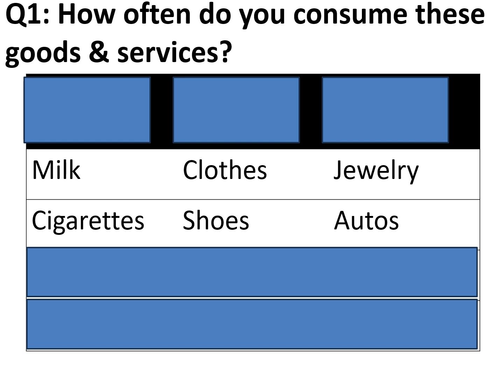So anyway, cigarettes are a thing like milk that you're going to buy frequently. Shoes and clothes you're going to buy less frequently. Jewelry, depending on the kind of jewelry, might be something that you purchase as infrequently as an automobile.